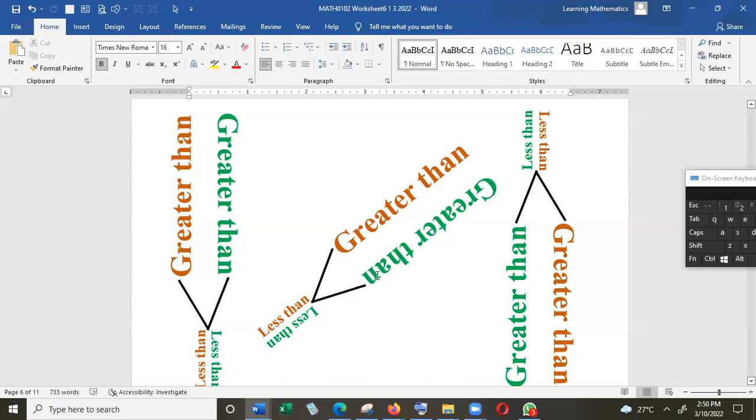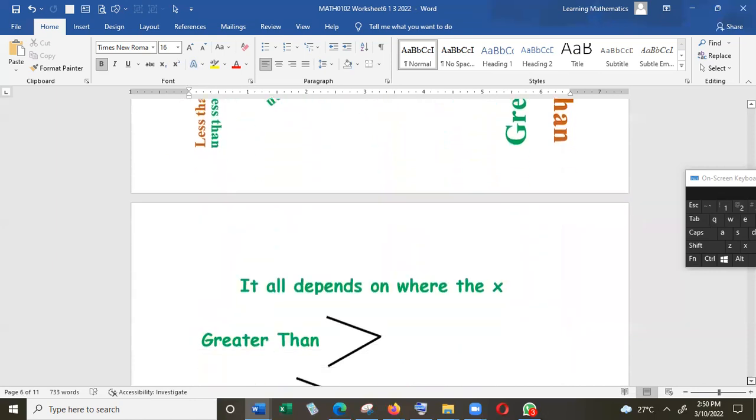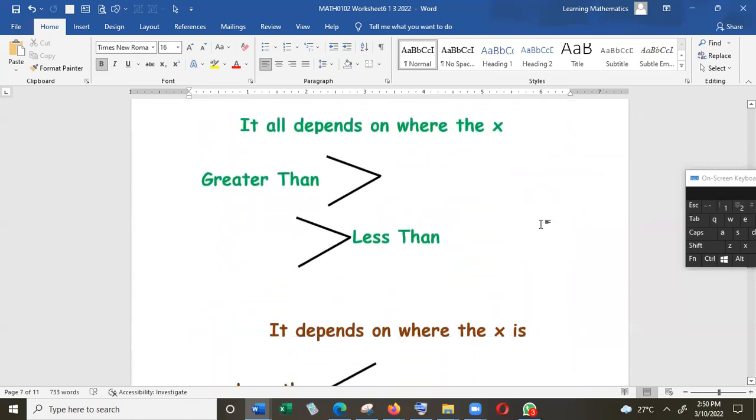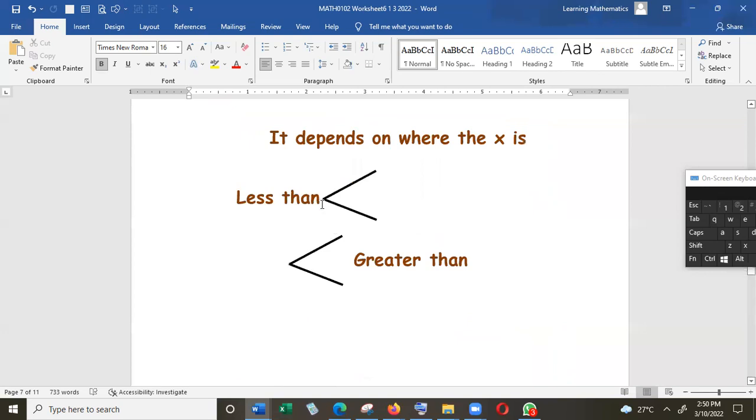Because if you start reading from the X, according to where it is pointing, and according to what you meet, that's what you say. You say greater than if you meet the opening, you say less than if you meet the point. It all depends on where the X is. Again, the point is called less than, the opening is called greater than. So you always start reading from the X.